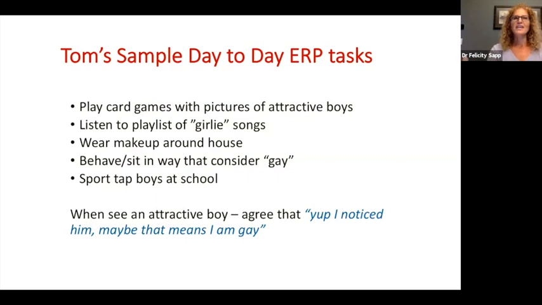Now, I should say that before I had him do this at home, in my office, I have a tickle trunk. He had to go in there and find different things. He had a boa on, and he had to put on a little play for me, and then I gave him an assignment to make me a movie around this, and they brought that in to show me. And whenever he would see an attractive boy, he'd have to agree with the thought that, yep, I noticed him, and maybe that means I'm gay.